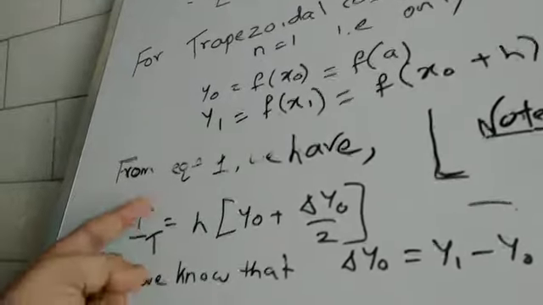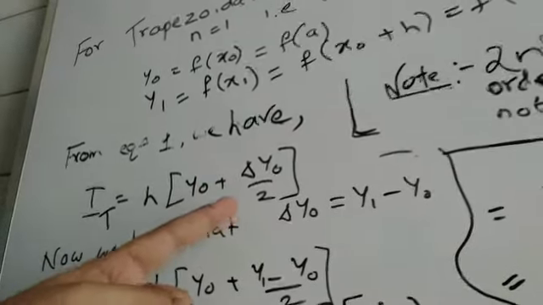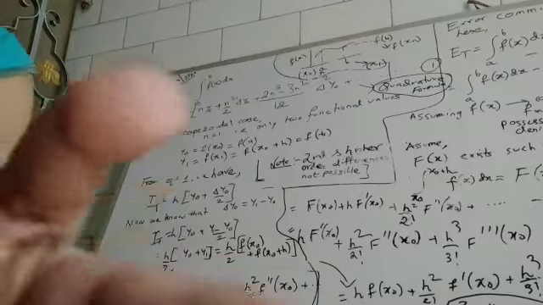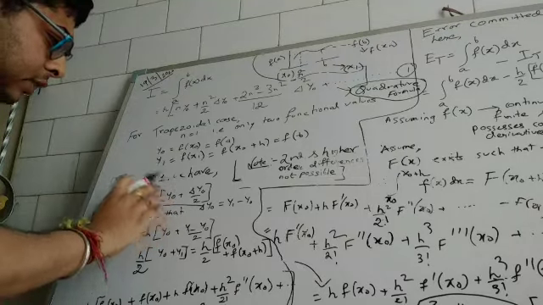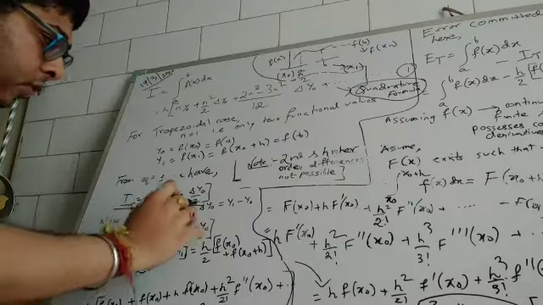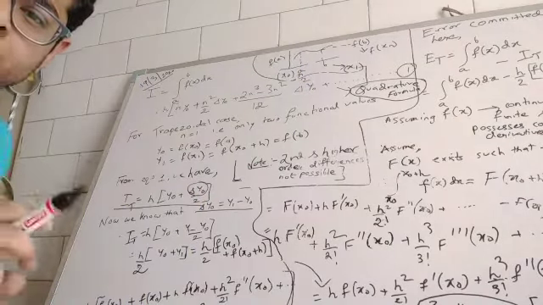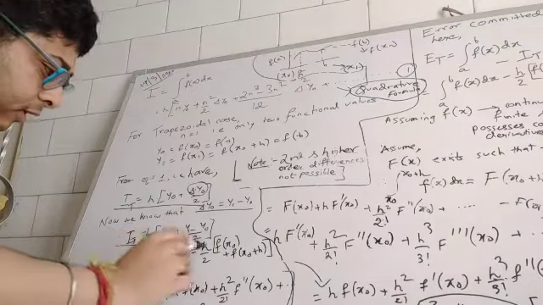So my ultimate term will be I_T, where T is for the trapezoidal case, and this is h times y0 plus del y0 by 2. Only this much. The other terms will be 0. Okay, now let me put back this phone. Now see, basically I_T is h times y0 plus del y0 by 2. Now del y0 can be written as y1 minus y0. Fine. Then what will happen? Just put y1 minus y0 in this equation, and I will get this one. Right?